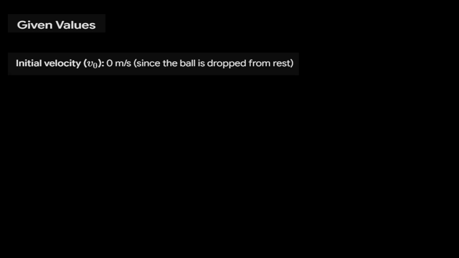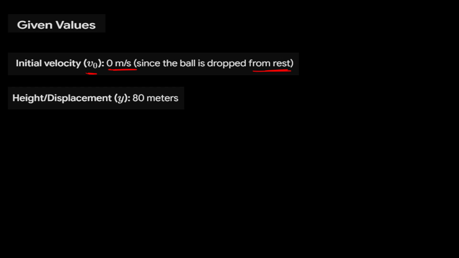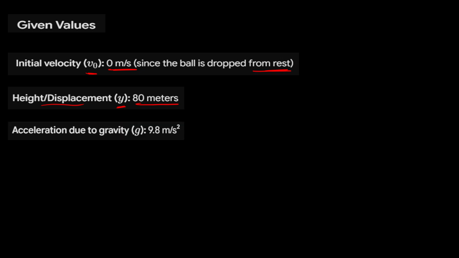Now that we have defined the problem, let's list out our given values. First, we have the initial velocity, denoted by v0, which is 0 meters per second, since the ball is dropped from rest. Next, we have the height or displacement, denoted by y, which is 80 meters. Finally, we use the acceleration due to gravity, g, as 9.8 meters per second squared.